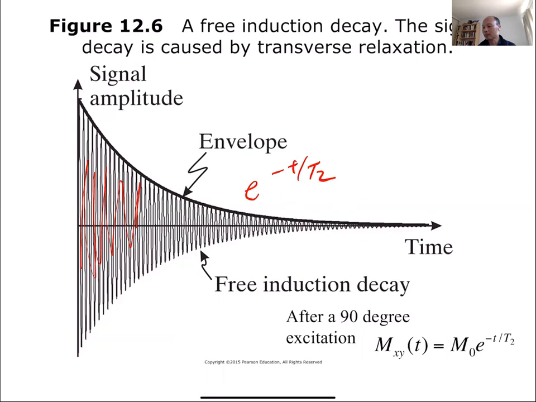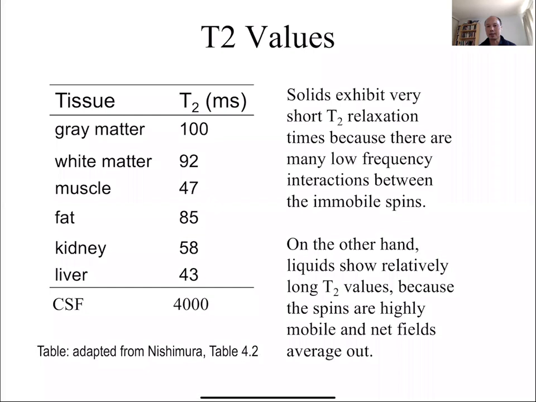And so once again, why we care about T2 is because different tissues have different T2s. Here you see gray matter has a T2 of about 100 milliseconds, fat 85 milliseconds, liver 43 milliseconds. CSF, which is cerebrospinal fluid, has a very long T2. In this case, I think it's 4,000 milliseconds, but it can vary somewhat. Because different tissues have different T2s, we'll find out that we can also take advantage of that to create image contrast. So when we talk about image contrast, we're going to be taking advantage of the T1s and the T2s.